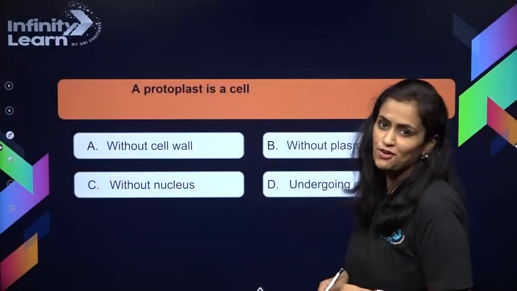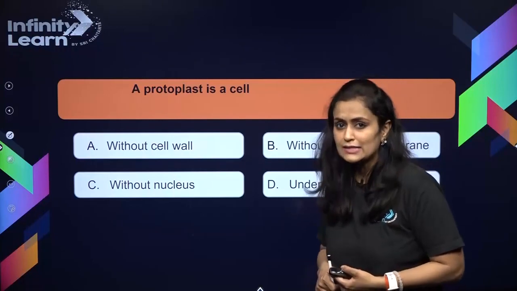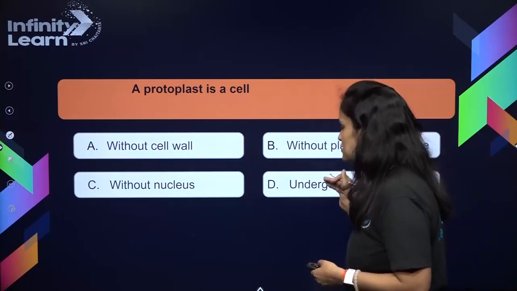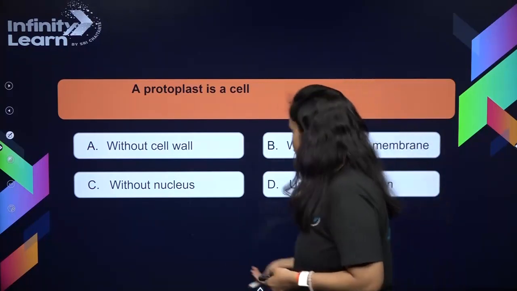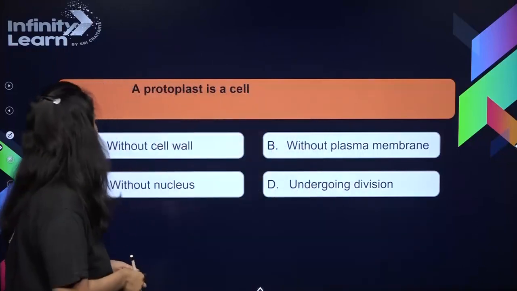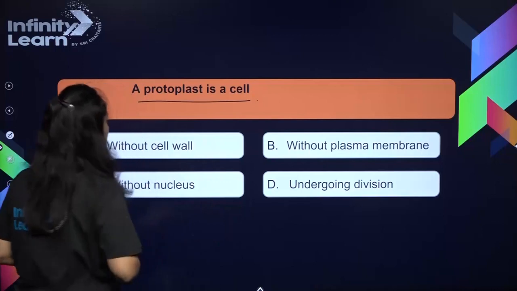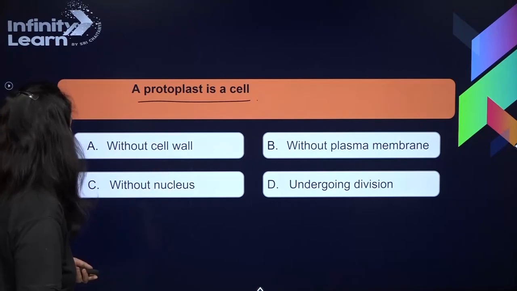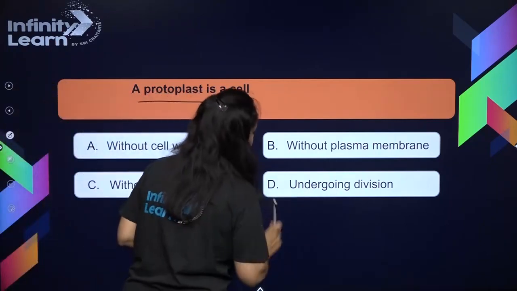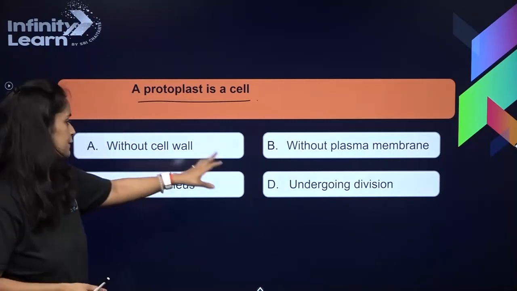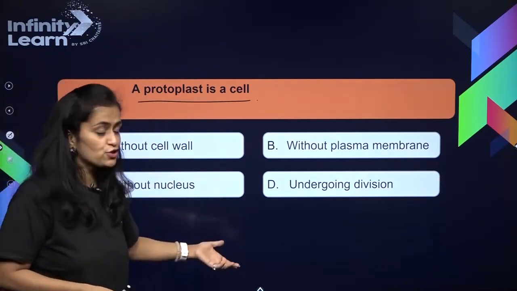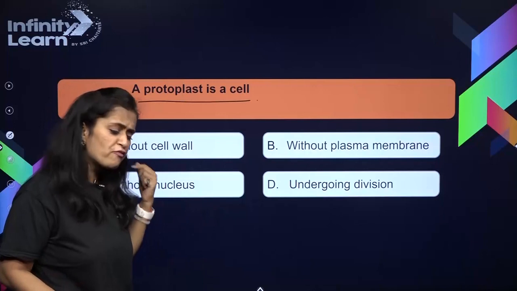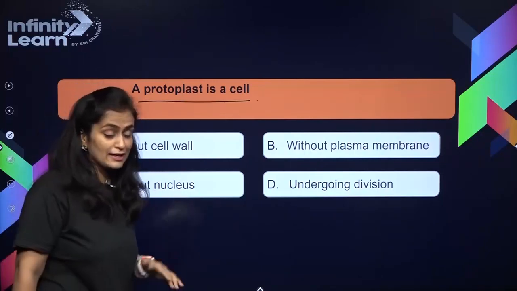Now there's another question for you on your screen. A protoplast is a cell without cell wall, without plasma membrane, without nucleus, or undergoing division. So what is a protoplast? I guess this is an Olympiad question, but if you read it out, I'm sure it will be easy. I'm not going to answer because I am fully confident that you would answer this correctly. Answer this in the chat box.